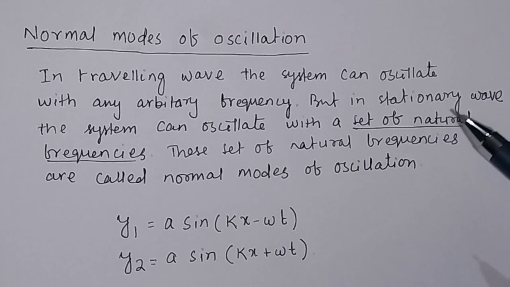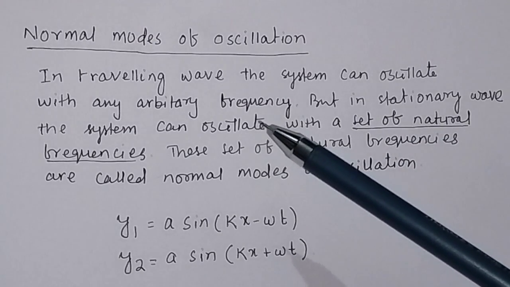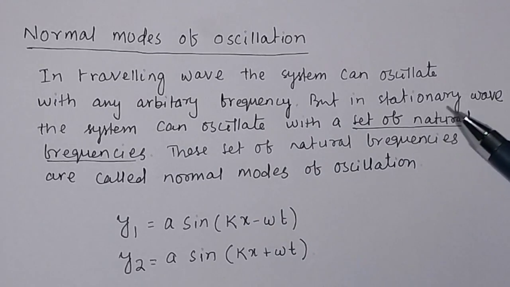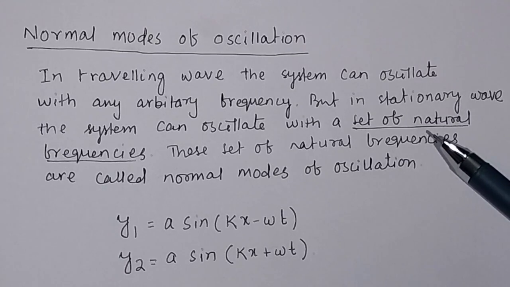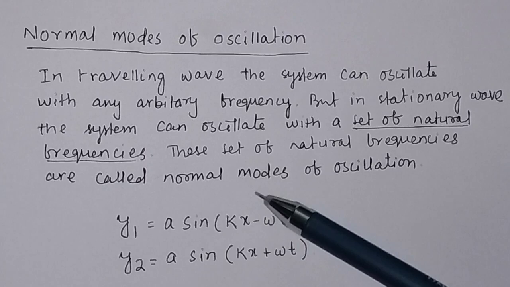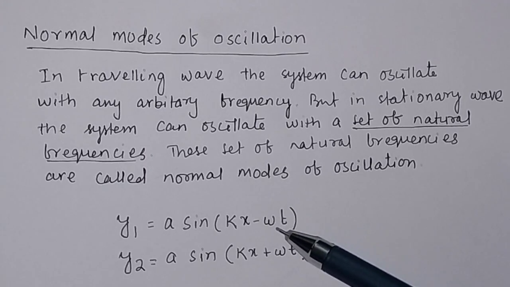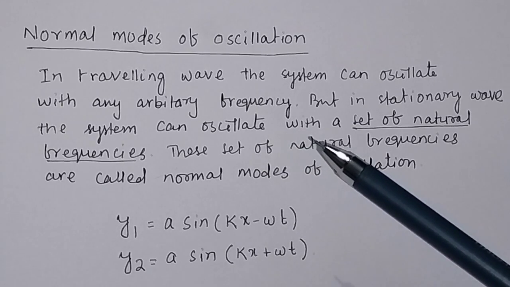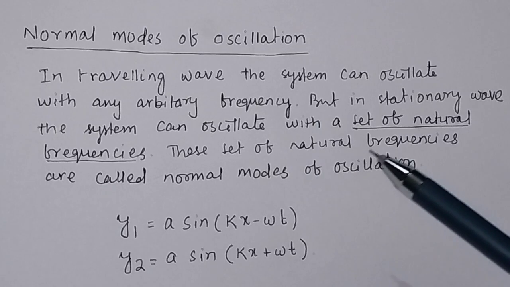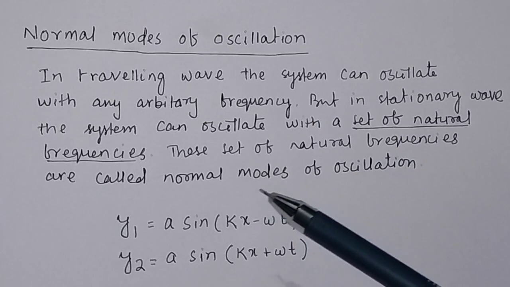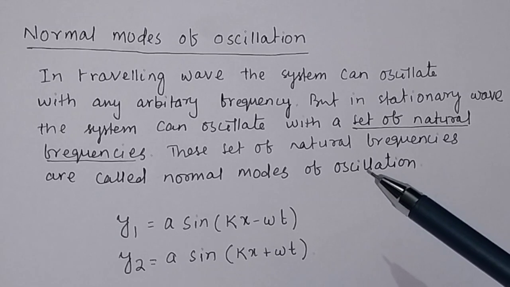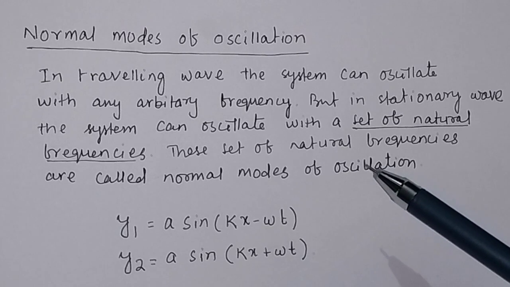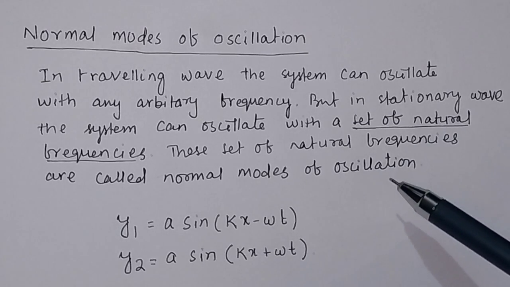But in the case of a stationary wave, the system can oscillate with a set of natural frequencies. For stationary waves or standing waves, the oscillation frequency is not arbitrary. You have some set of frequencies for that system. This set of natural frequencies are called normal modes of oscillation for that system. So normal modes of oscillation are basically for standing waves or stationary waves.